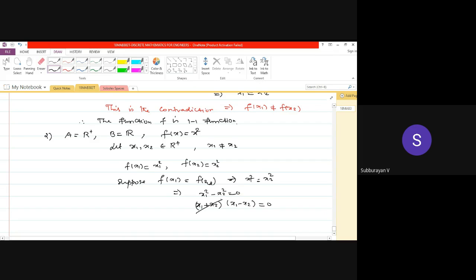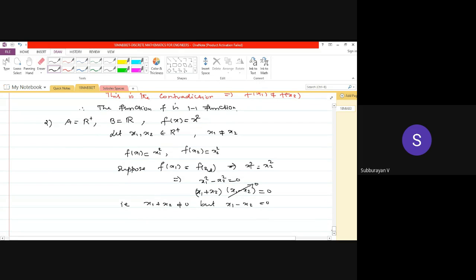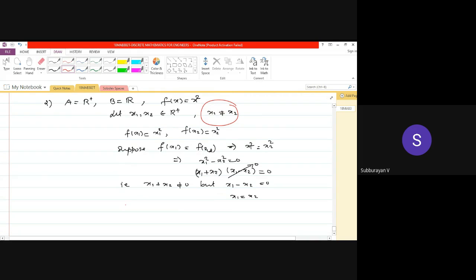And this is not equal to 0. This must be 0. That is, x1 plus x2 is not equal to 0, but x1 minus x2 is equal to 0. But what it says is that x1 minus x2 equal to 0 means x1 should be equal to x2. We have assumed that x1 is not equal to x2, but because of this assumption, f of x1 equal to f of x2, we arrived at x1 equal to x2. So this is a contradiction. Therefore, our assumption is a contradiction.